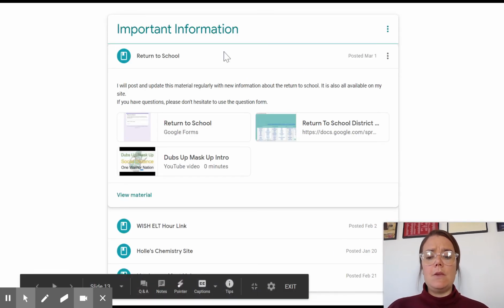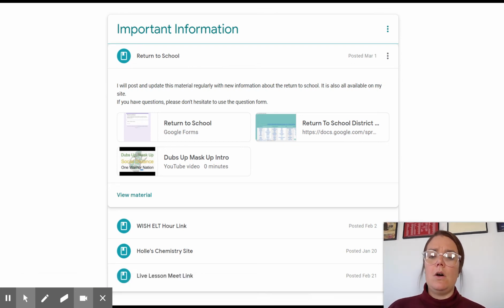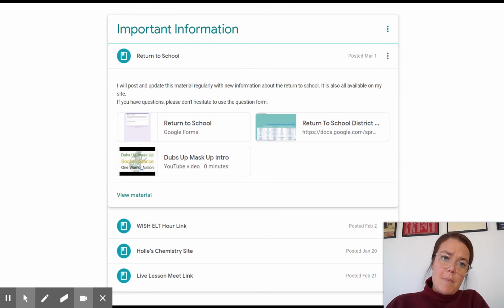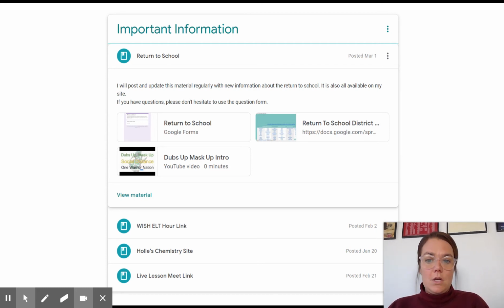Something else I want to make you aware of is under the important information tab or section on classwork, I've added a material with information and materials related to our return to school. So if you are choosing to come back to in-person school, it's going to be a little weird and different for all of us. Things are even going to change ever so slightly if you choose to remain virtual. So I wanted to make sure that you had access to all of the information that will let you know what that's going to look like.